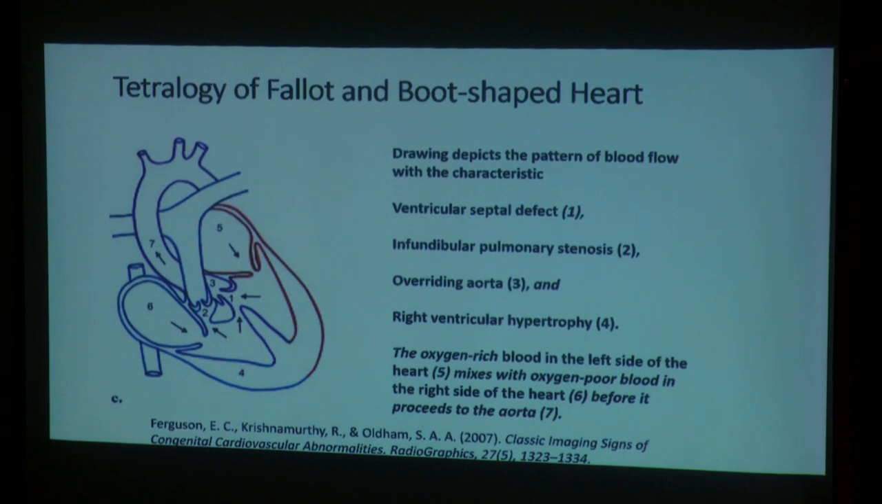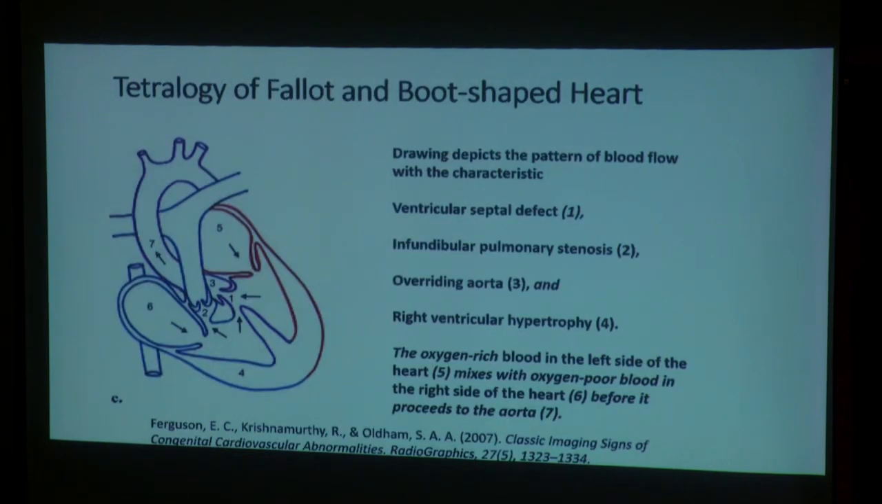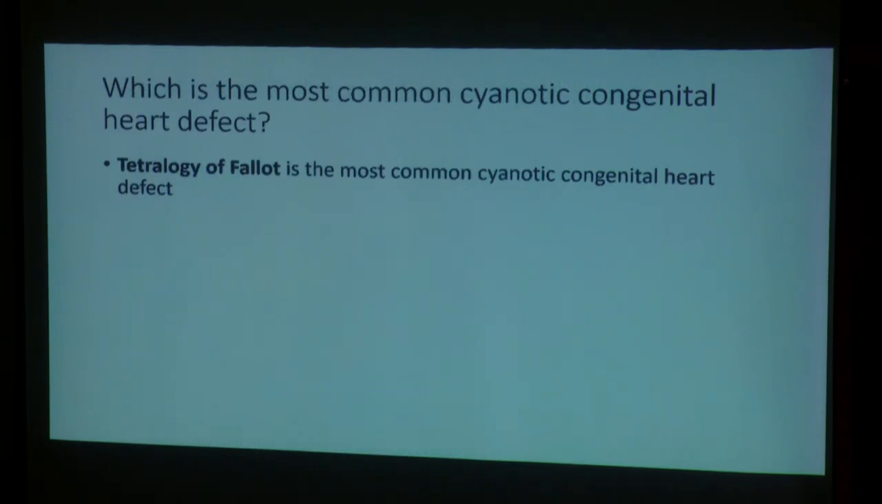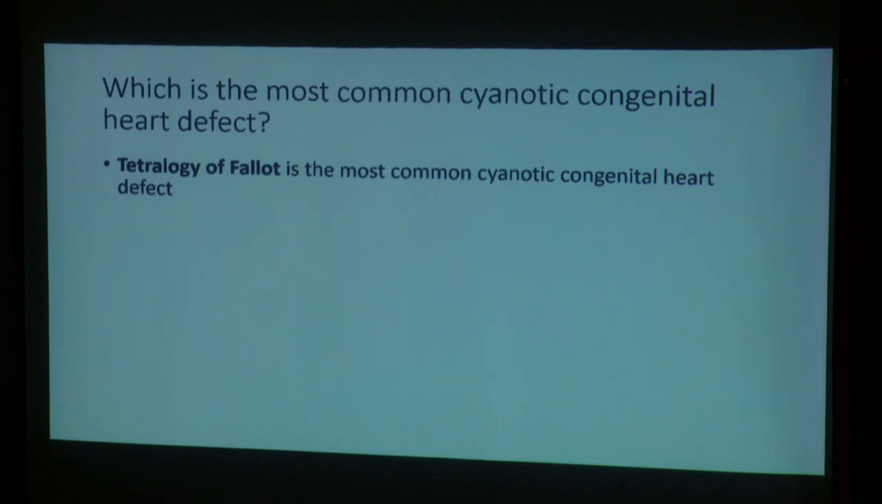What is trilogy of Fallot? What is trilogy and what is pentalogy of Fallot? Trilogy is just a pulmonary stenosis with RVH and a patent foramen ovale. You don't have a VSD. Pentalogy is TOF plus an ASD. And TOF is the commonest congenital cyanotic heart disease.